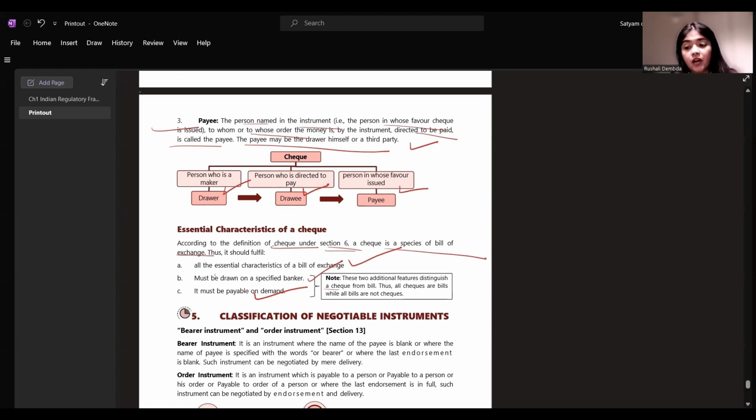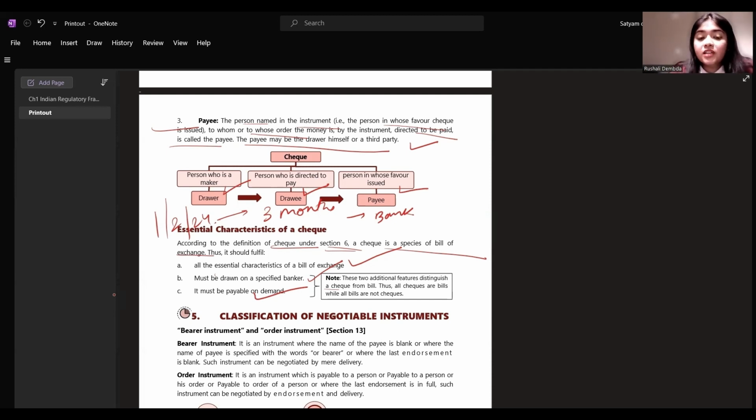But in the case of check, what happens is, suppose I issue the check on 1st of February 2024. Now, within 3 months, Mr. X has to present it to the bank. Okay. Now, it should be drawn on a specific banker. This is a separate, different essential characteristic of a check. I hope the essential characteristics of check are also clear to you.